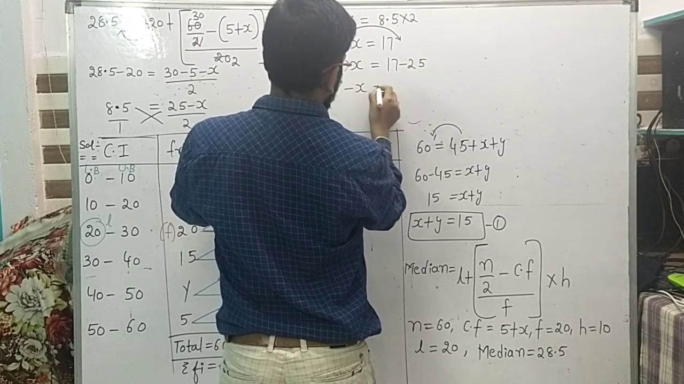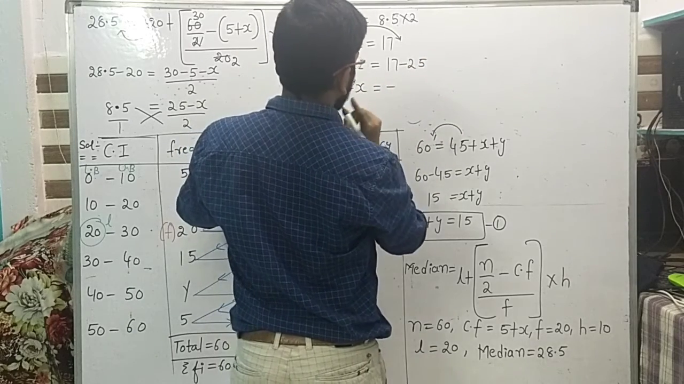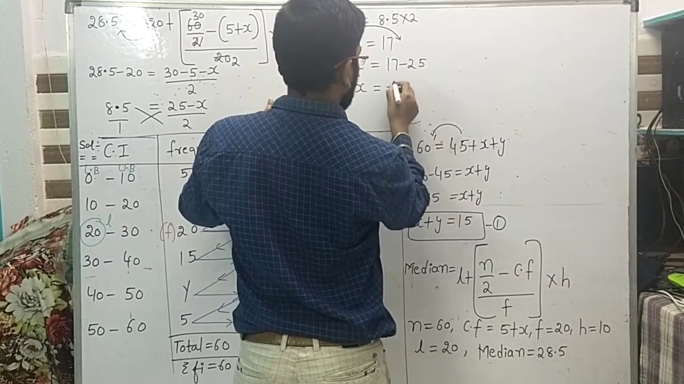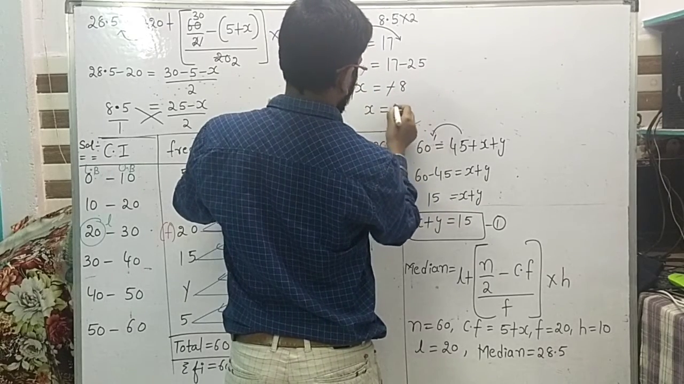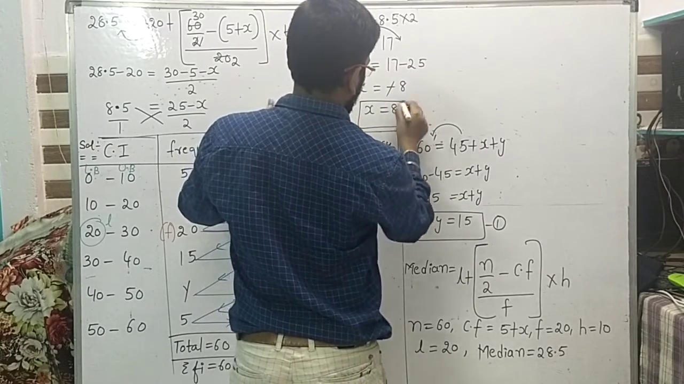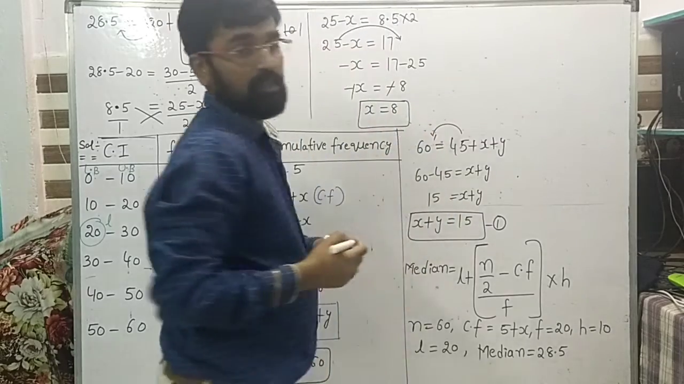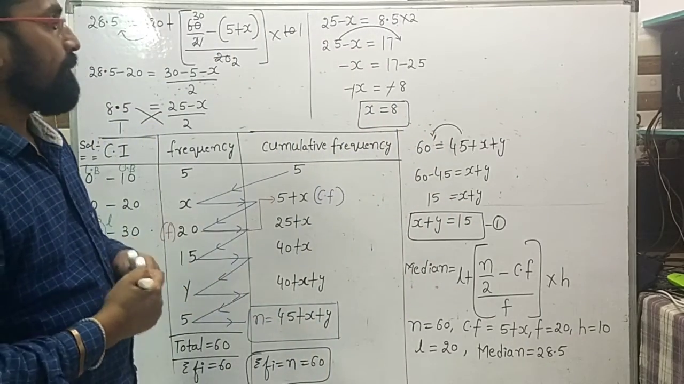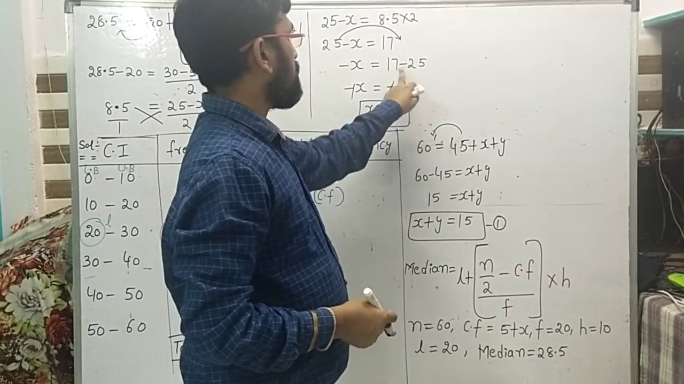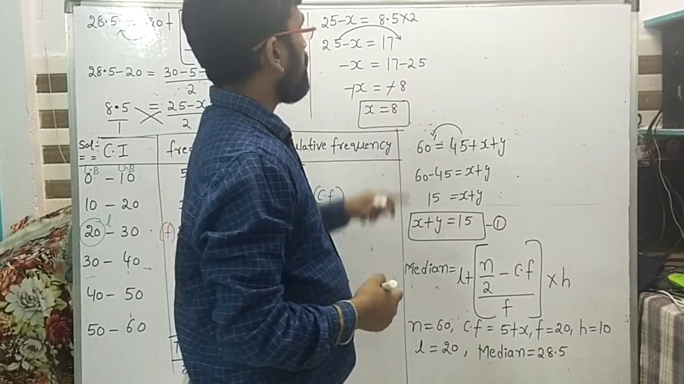Now 25 minus x equals 17, so minus x equals 17 minus 25, which is minus 8. The minus cancels, so x equals 8. The value of x is 8. Why? Because 25 minus 17 is 8.